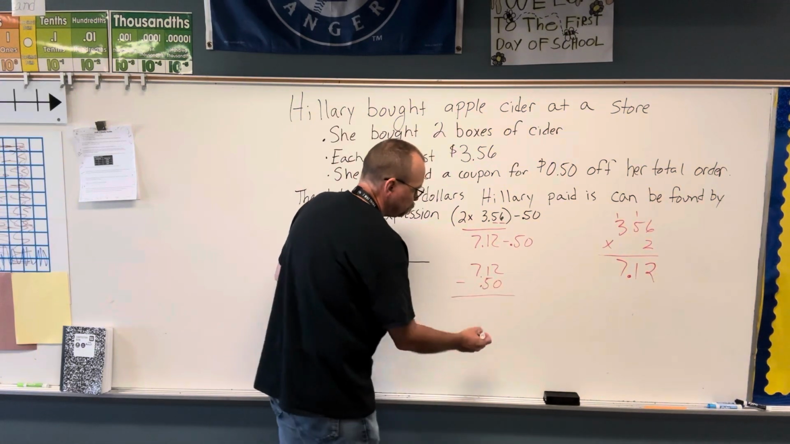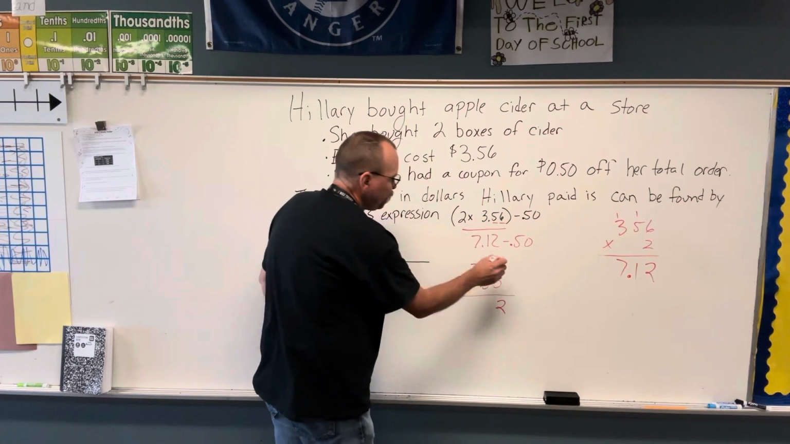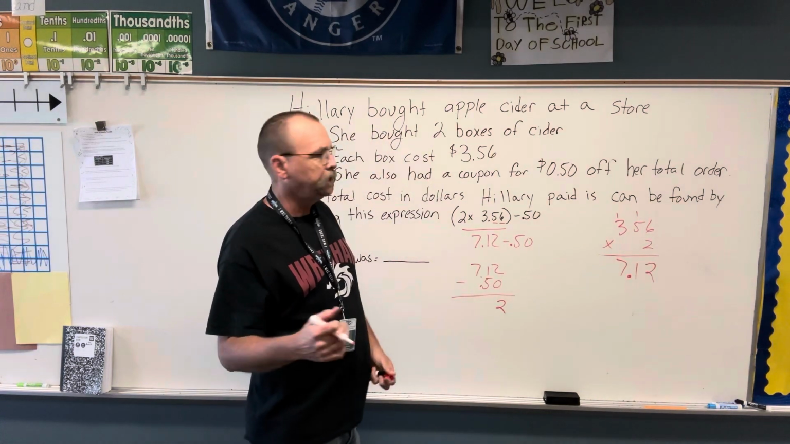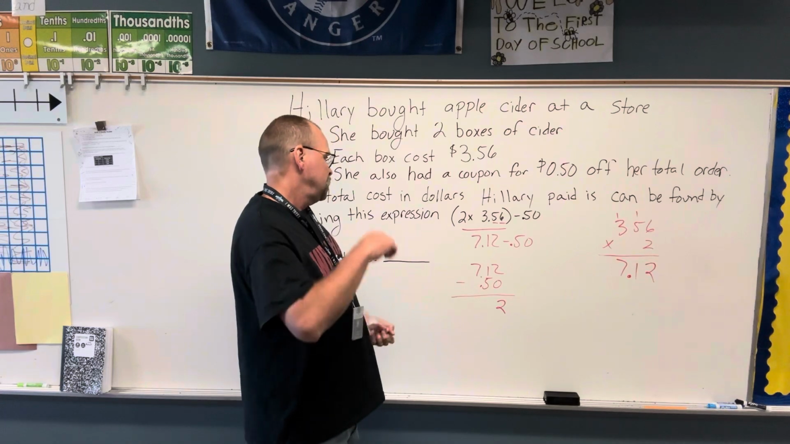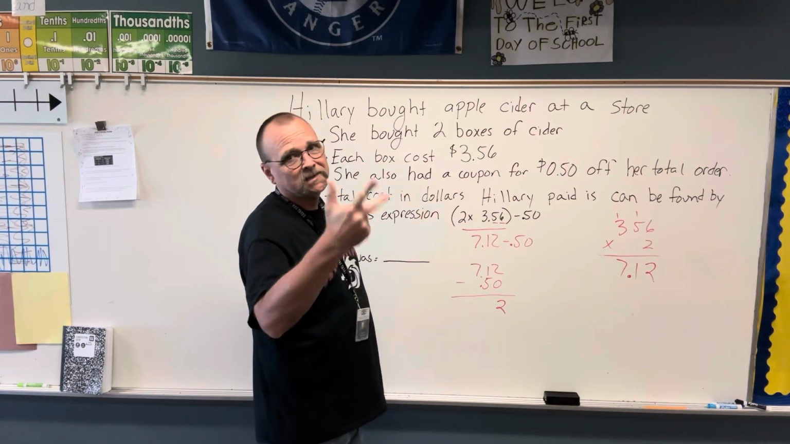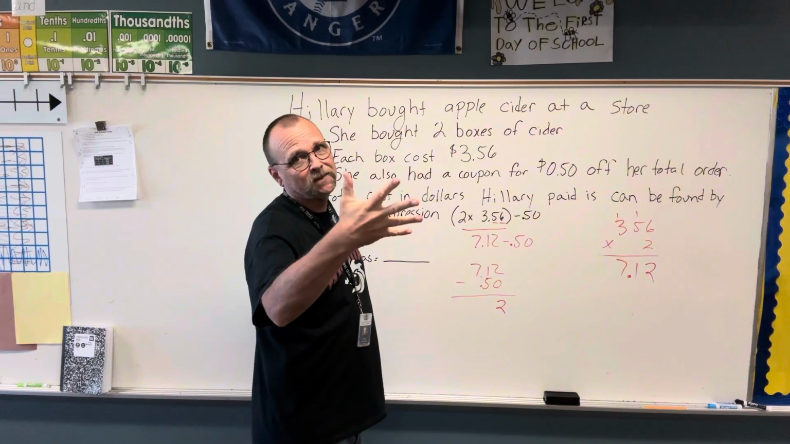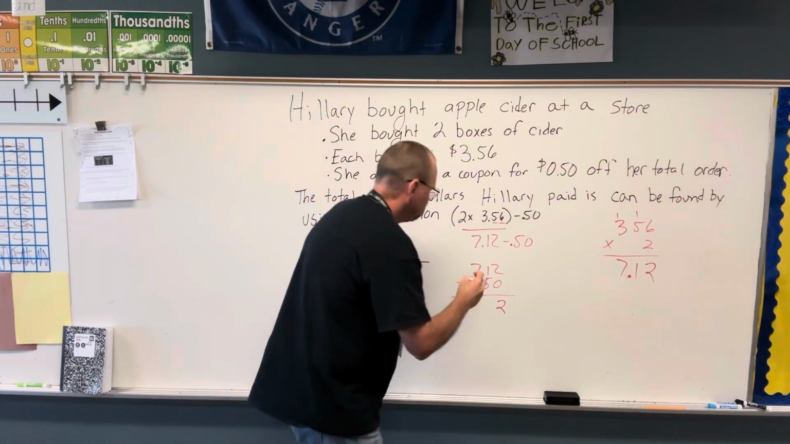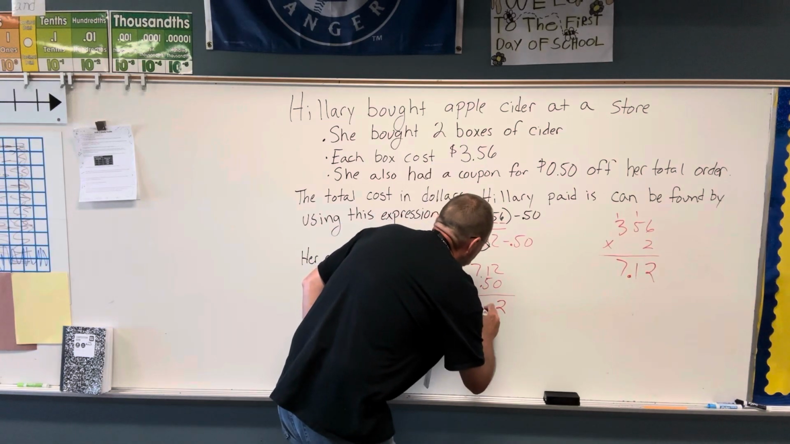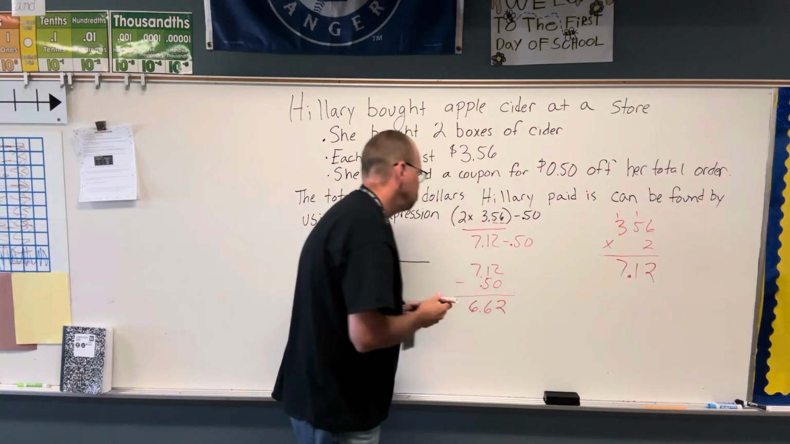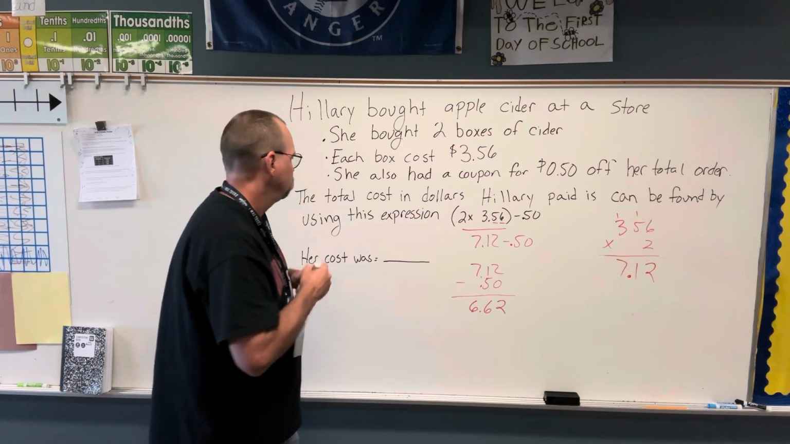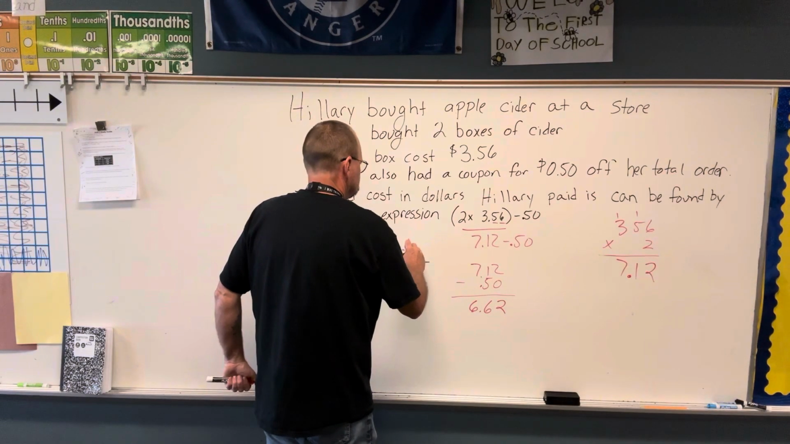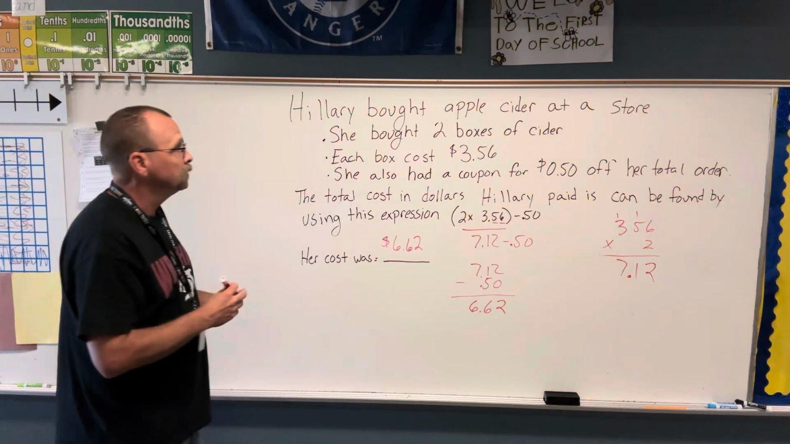So now we have 2 subtract 0 is 2. We have 71 subtract 5. So I could do 71 subtract 5 pretty easy. 71, 70, 69, 68, 67, 66. So it should be 66, or 6 and 62 hundredths, which means they paid $6.62 was Hillary's cost.